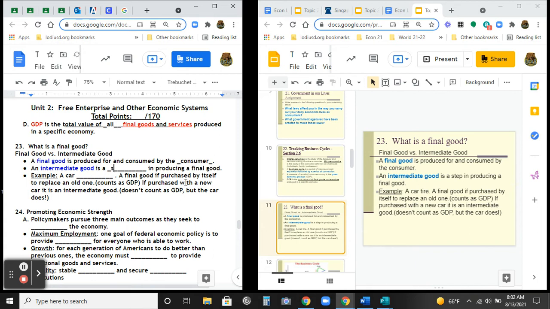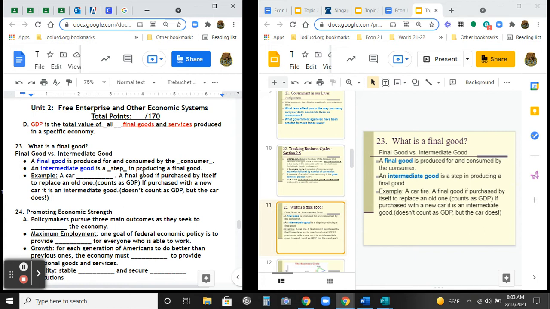An intermediate good is a step in producing a final good, a necessary step, but not all steps completed before it becomes a final good. Consider a car tire. It's a final good if it's purchased by itself to replace an old tire, or if you purchase four to replace all the old ones. But when it's first produced, it's considered an intermediate good when you're putting the car together, because the tires by themselves are not enough for it to count as a car.